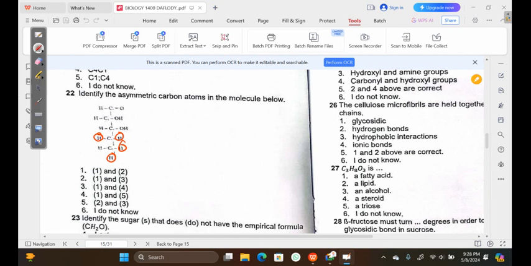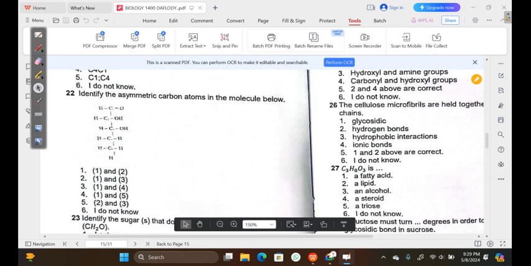Do we have that option? 2 and 3. So option 5. Anyone who is not clear on this? Any questions?